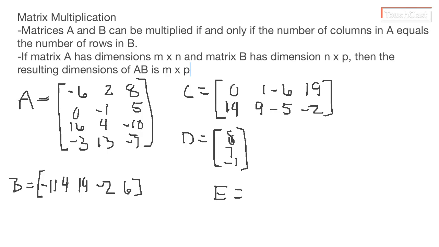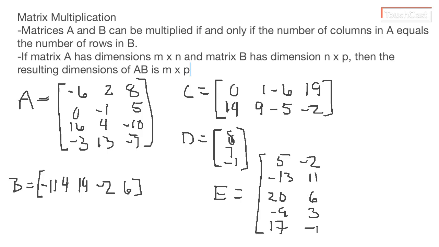And then E is going to be 2 columns and 5 rows. So 5 rows, it's a 5 by 2. We're going to have 5, -2, -13, 11, 26, -9, 3, and 17, -1.